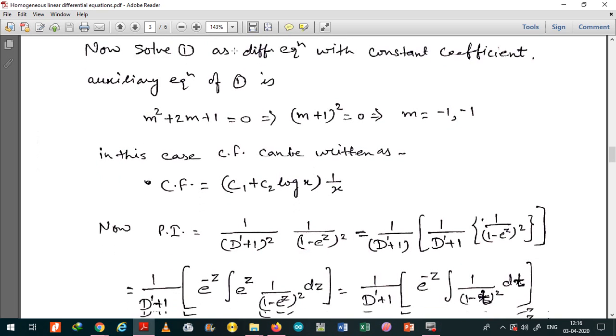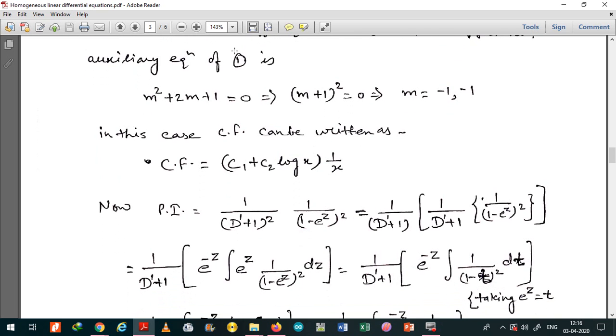Now, to find PI, we calculate 1 upon (d dash plus 1) raised to power 2 of 1 upon (1 minus exponential z) square. Now, using the general process, we find the particular integral. As we calculate PI in a differential equation with constant coefficients, first we write 1 upon (d dash plus 1) whole square is equal to 1 upon (d dash plus 1) and 1 upon (d dash plus 1). And we calculate PI of 1 upon (1 minus exponential z) square with respect to 1 upon (d dash plus 1). After calculating this, again we calculate PI of the result with respect to 1 upon (d dash plus 1).